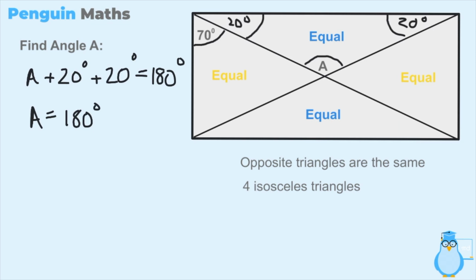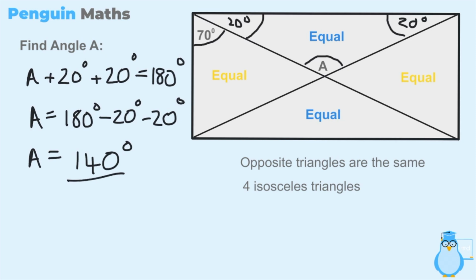Take away both of the 20 degrees, so minus 20 degrees, minus 20 degrees. And if we do that, we know that 180 take away 20, take away another 20 is 180 take away 40. Therefore, angle A is equal to 140 degrees.